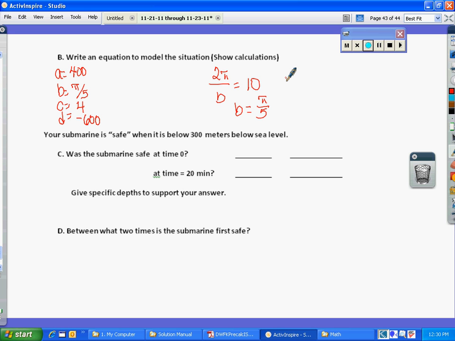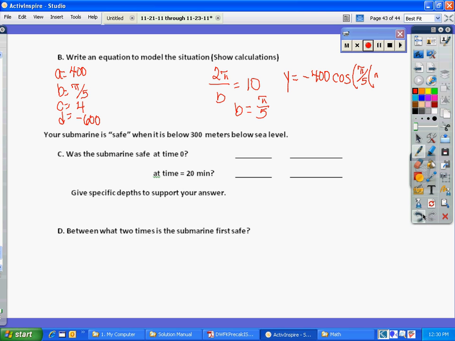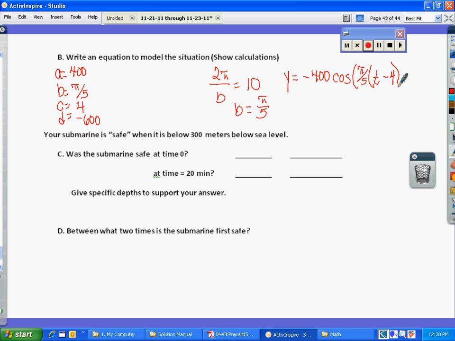So therefore when I write my equation, remember I'm modeling it after a negative cosine. So negative 400 cosine, parentheses, pi over 5. You can use your variable, you can use t for time, minus 4, because it shifted 4 units to the right, and then minus 600, because it's 600 down.